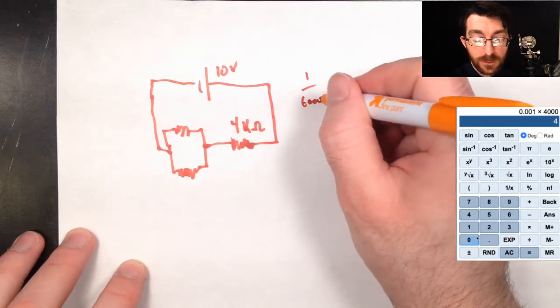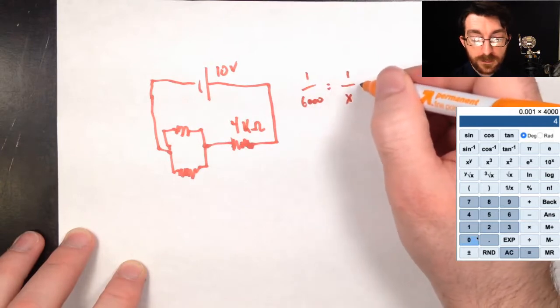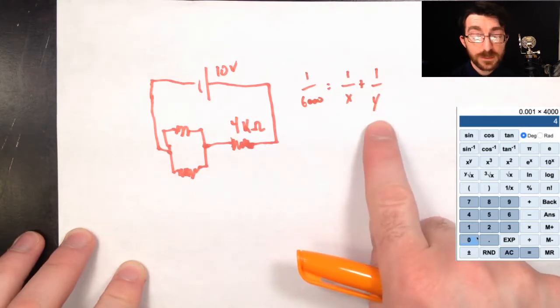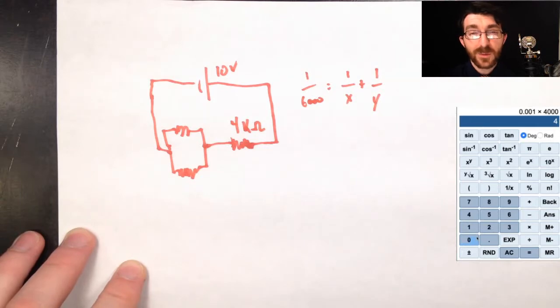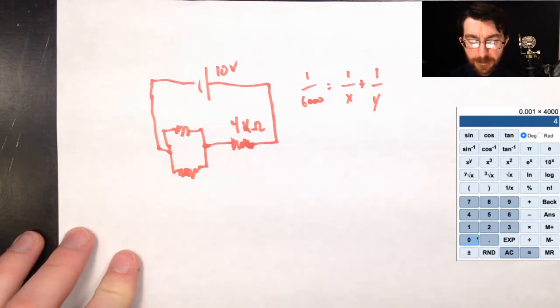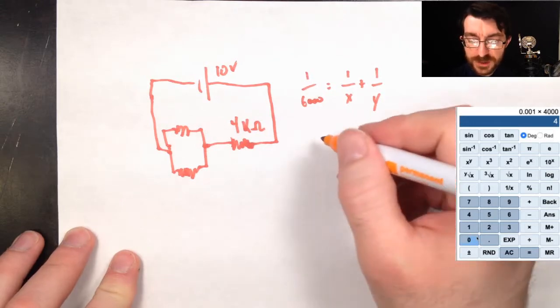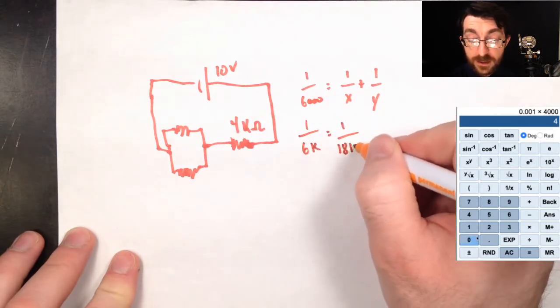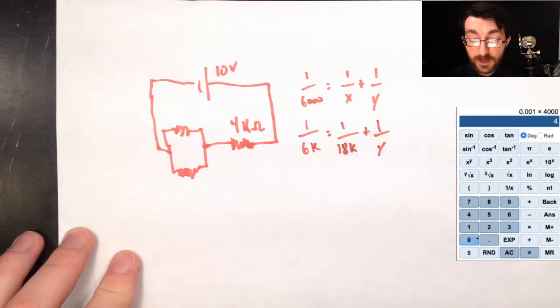1 over 6,000 equals 1 over x plus 1 over y. I need to find 2 numbers that might possibly satisfy this equation. And in order to make this work, I just need to choose one, and then I can solve for the other. So knowing how this works, the 2 resistors in parallel that make 6,000 are both going to have to be higher. So I'm going to just choose one of them to be 18,000. So 1 over 6,000 equals 1 over 18,000 plus 1 over, I don't know, whatever the last one is.